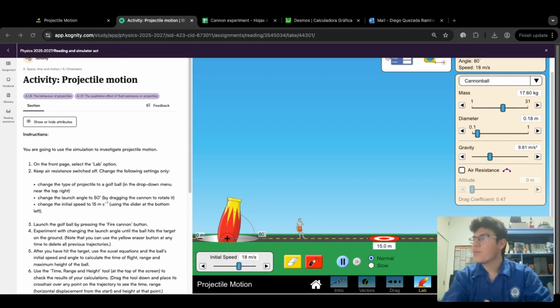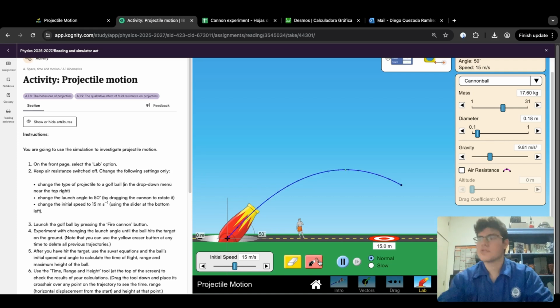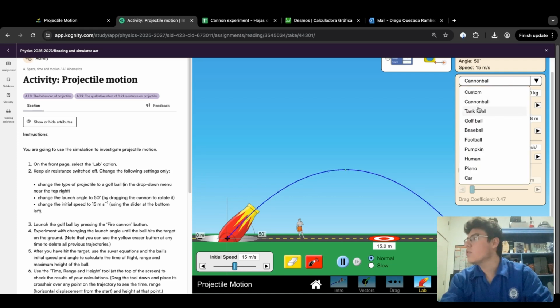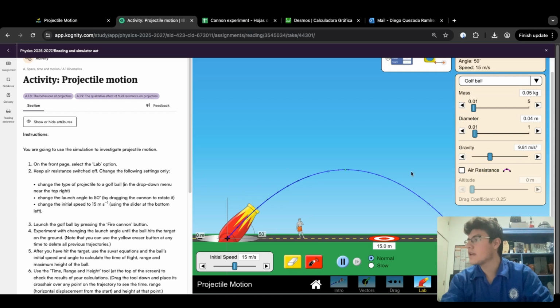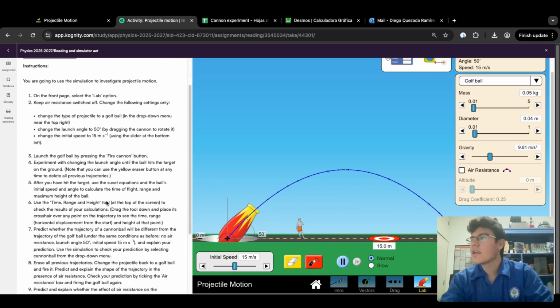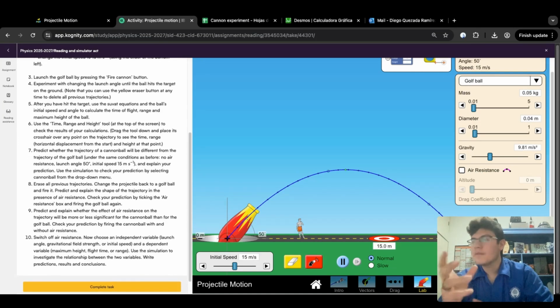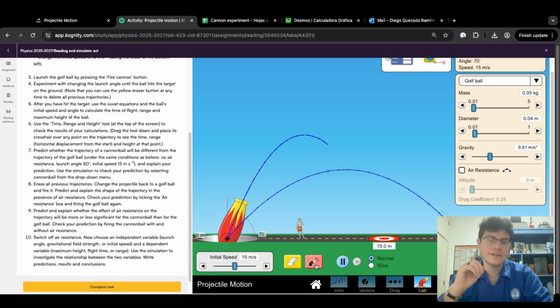First we need to adjust the cannon to an angle of 50 degrees with an initial speed of 15 meters per second and just observe the overall trajectory of our golf ball, not our cannonball. There we go. We need to experiment a little bit with the launching angle until it hits this 15-meter mark. I found out that 70 is just the right spot when we have a 15 meters per second speed.